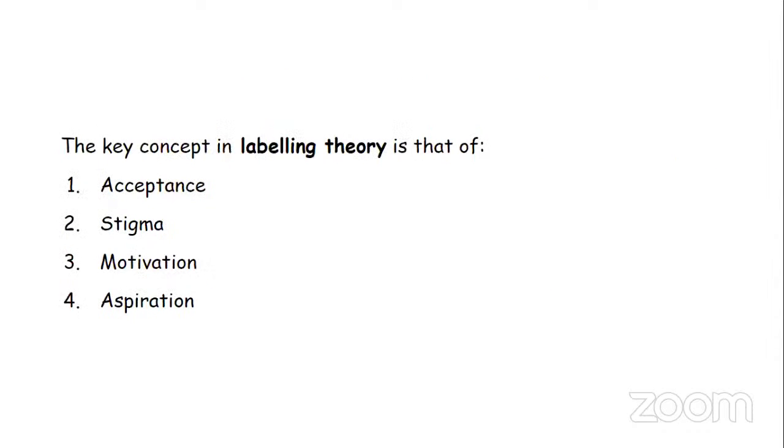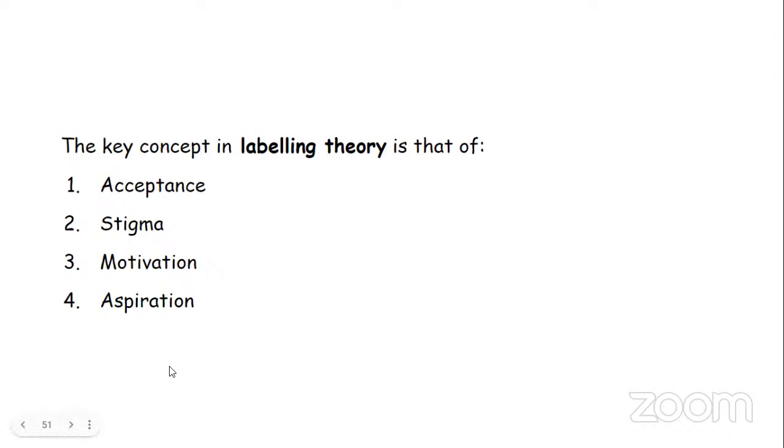Okay, now let's move to our next question. The key concept in labeling theory is that of. Among these four options, find the key concept related to labeling theory. And the options are acceptance, stigma, motivation, and aspiration. The key concept related to labeling theory.